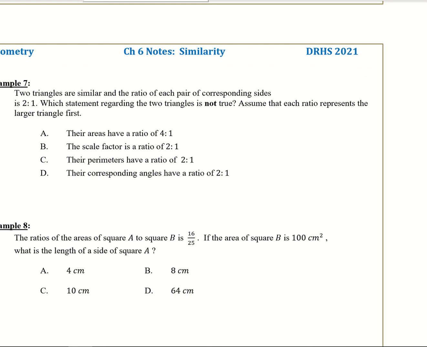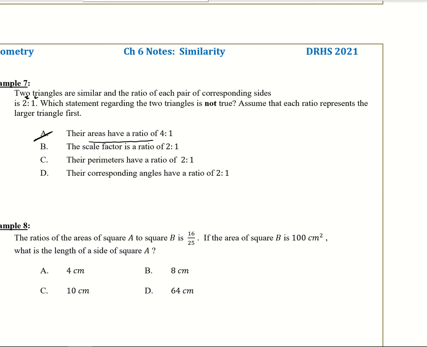Two triangles are similar, and the ratio of each pair of the corresponding sides is 2 to 1, so one is twice the size of the other. Which statement regarding the two triangles is not true? Assume each ratio represents the larger triangle first. Okay, so the ratio of areas is 4 to 1. Well, if we square 2 and we square 1, we get 4 to 1, so A is true. So we're not going to pick that one.